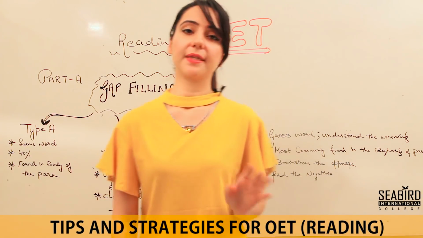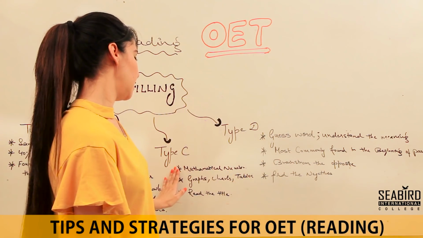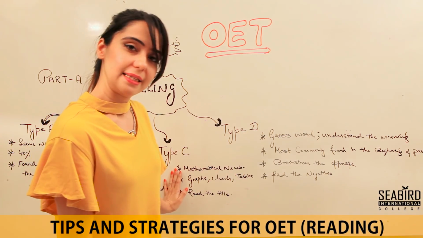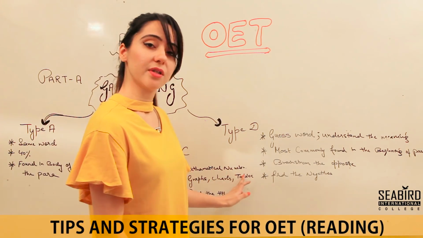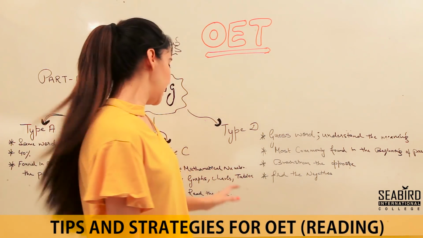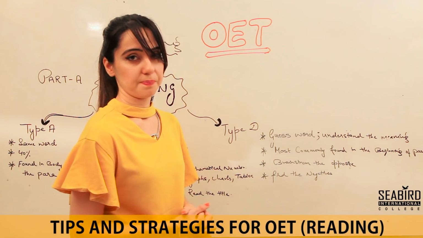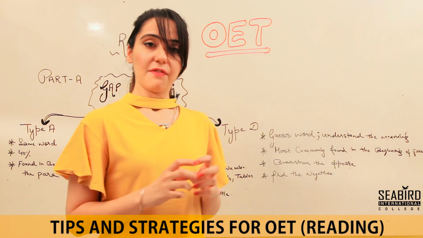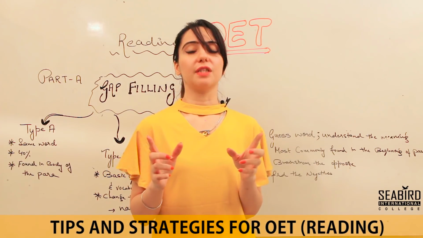Now coming to type C. Type C is of 10% weightage, and these are basically the mathematical numbers which will be given in the flowcharts, in the tables, in the graphs, etc. The tip is that they will be found in the headings of the tables.